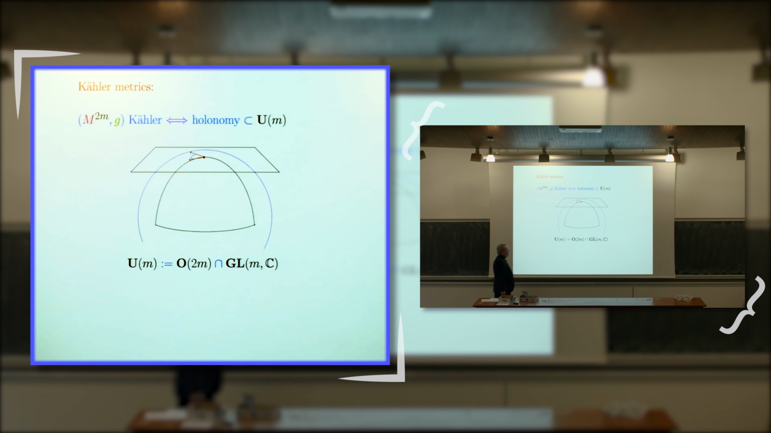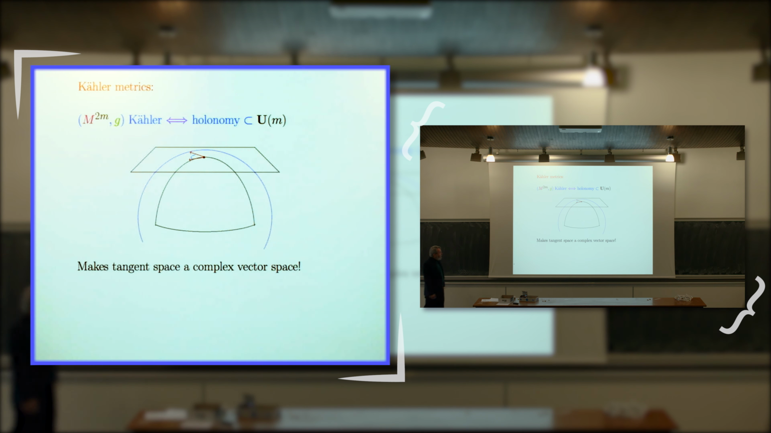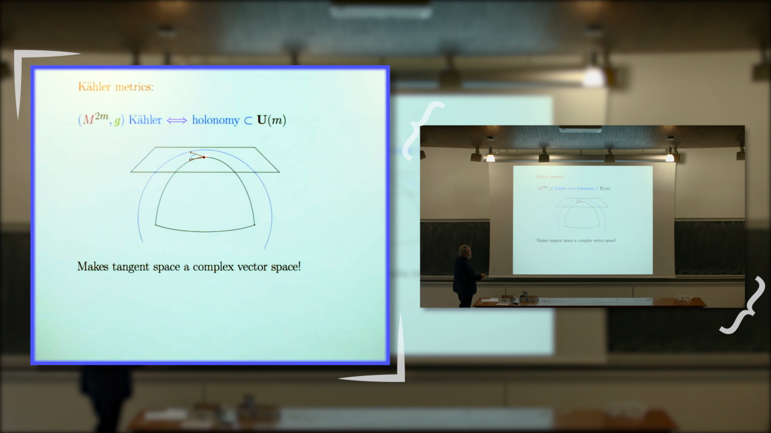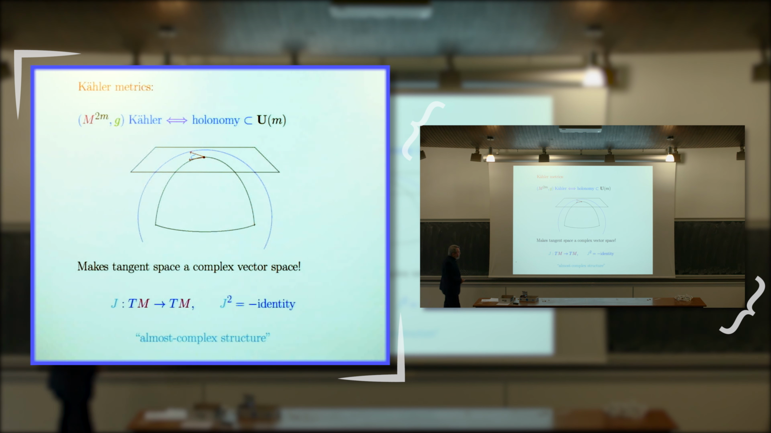Kähler metrics are exactly those for which the holonomy is a subgroup of the unitary group. Another way of saying that is that if you think about this vector space as a complex vector space in the right way, these transformations are all complex linear as well as real linear, as well as preserving the inner product. So they're unitary. Remember, the unitary group is the intersection of the orthogonal group with the complex linear maps. That makes this tangent space a complex vector space, but in fact, by dragging it around parallel, you get an almost complex structure on every tangent space.